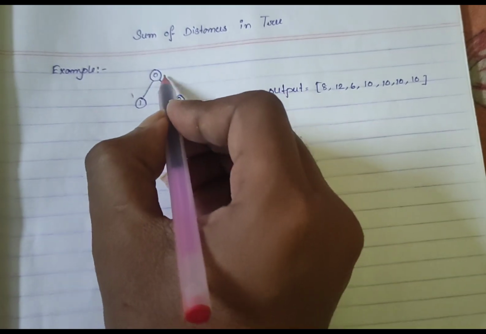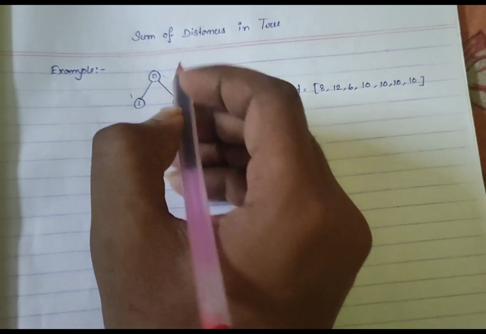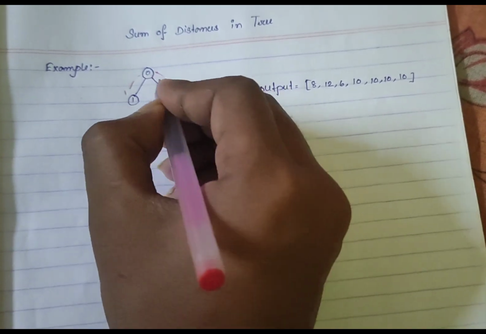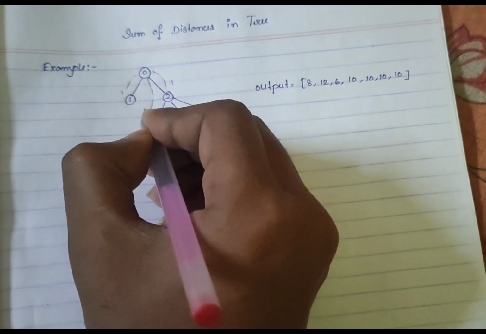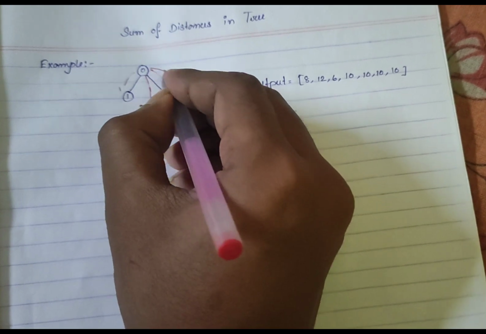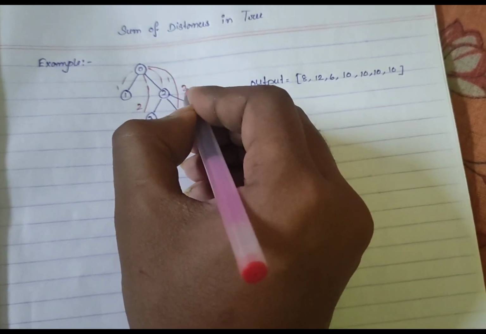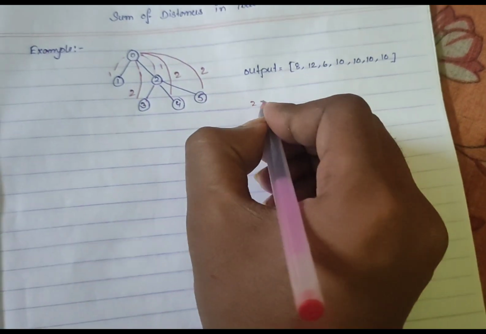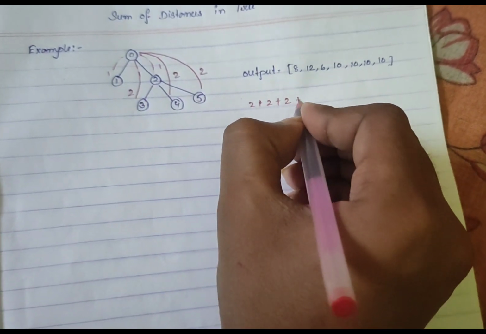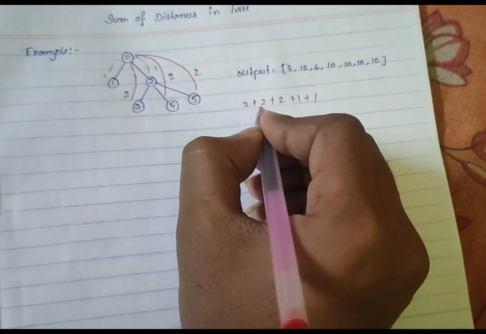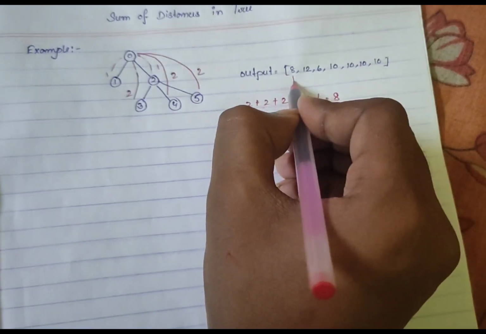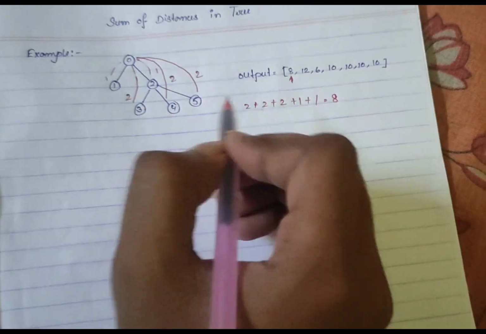So how do the outputs come about? Check from 0, the root node. From 0 to 1 the distance is 1, to 2 the distance is 1, and from 0 to 3 the distance is 2. From 0 to 4 the distance is 2, and from 0 to 5 the distance is 2. So 2 plus 2 plus 2 plus 1 plus 1 is 8. So from 0 the output is 8. You can check it's right.